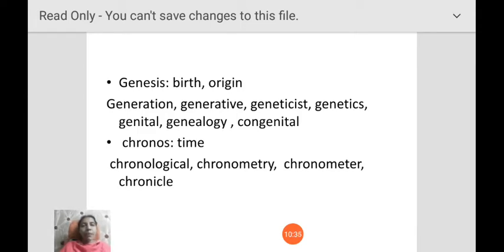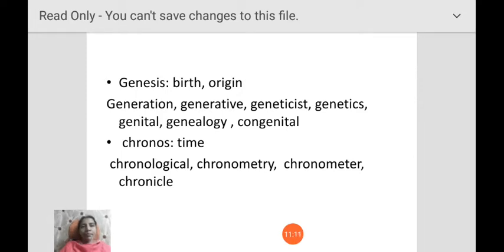Geneticist, a person who studies genes. Genetics is a specific study of genes. It means something related to birth and origin. Genital is something related to the organs, genital organs we say, that is reproductive organs. And genealogy, it's a study, and congenital. All these words belong to the root word genesis.